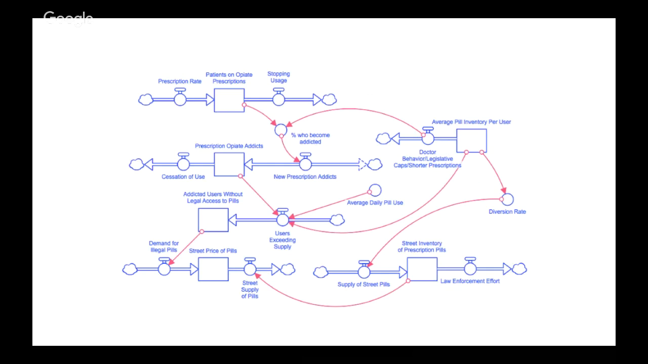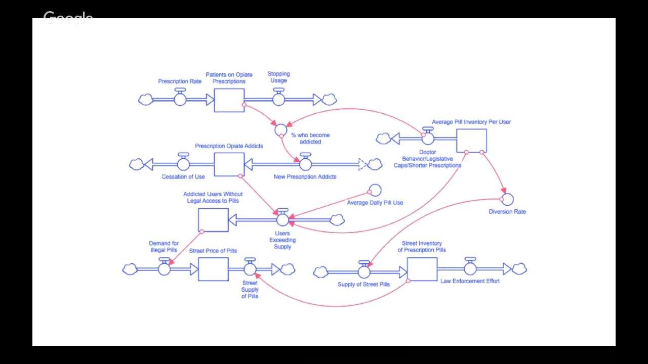And then we have here in the top right, doctor behavioral shifts may reduce the number who become addicted through the use of shorter duration scripts and better coaching, but that also lowers the average pill inventory, which potentially lowers the diversion rate or theft and or selling, because there are fewer excess pills floating around. The lower the diversion rate is, it also reduces street supply, which puts upward pressure on prices.